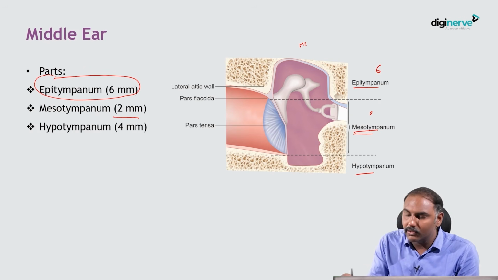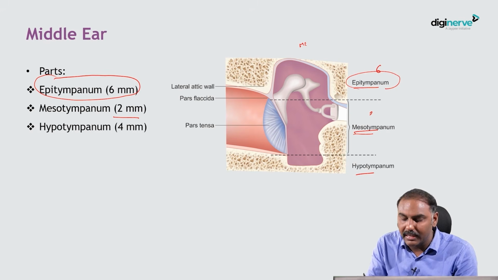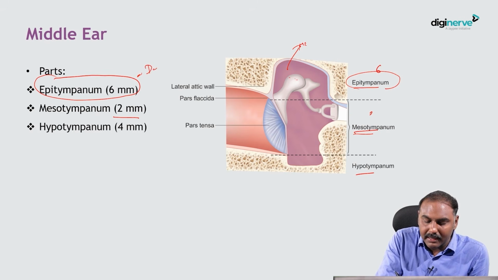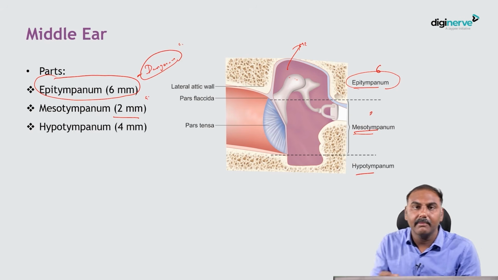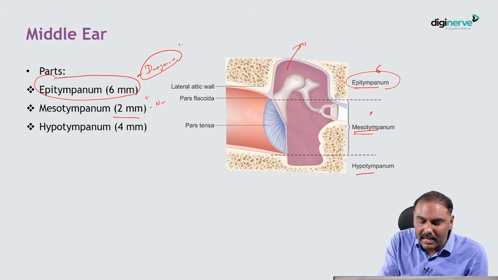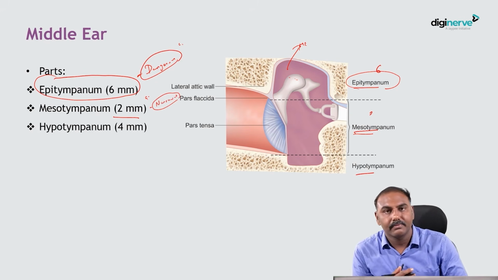We know that the epitympanum is above, so any infections in the epitympanum can go and directly involve the brain. So we call it the dangerous part. Two important MCQs. Which is the dangerous part of the middle ear? It is epitympanum. Which is the narrowest part of the middle ear? The narrowest is mesotympanum. A very, very important MCQ.